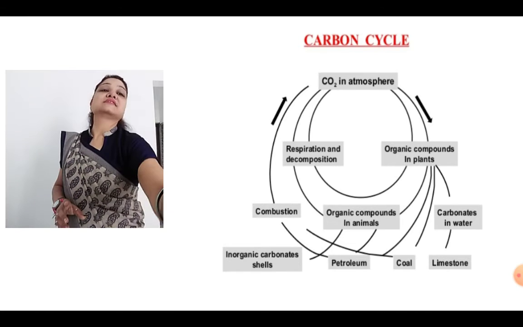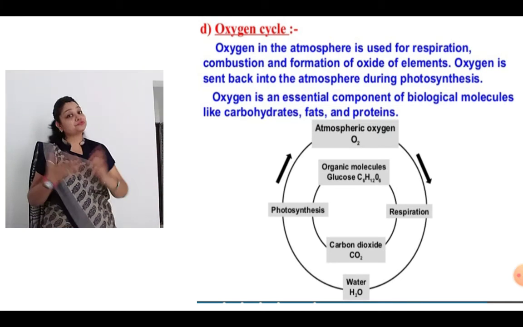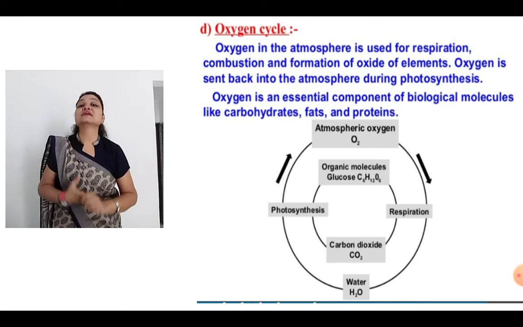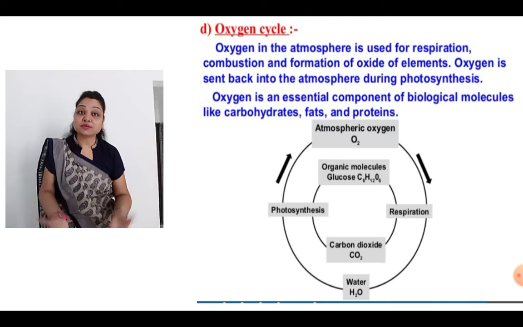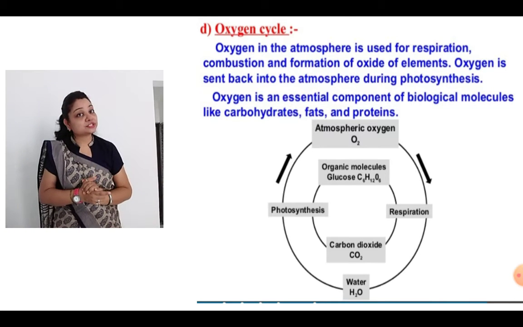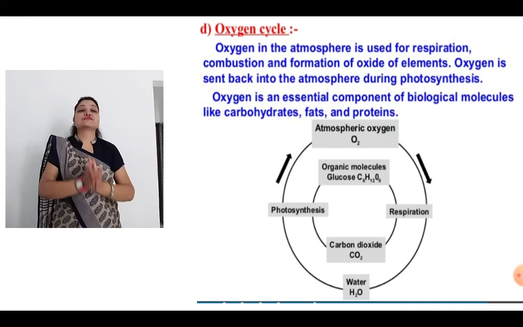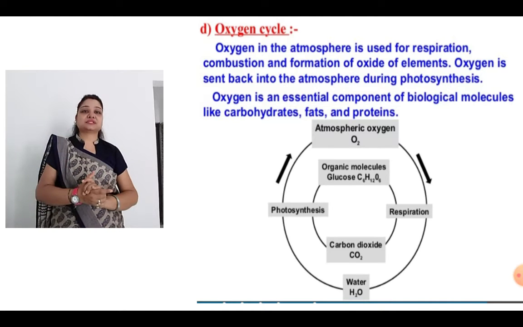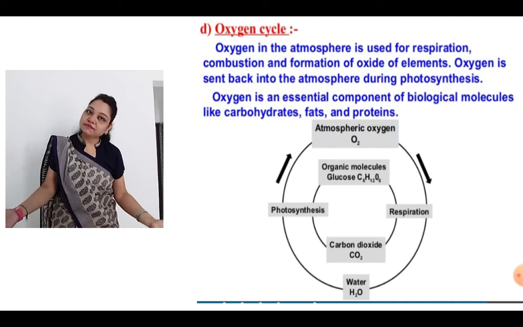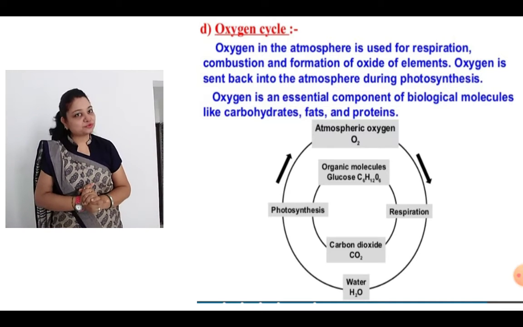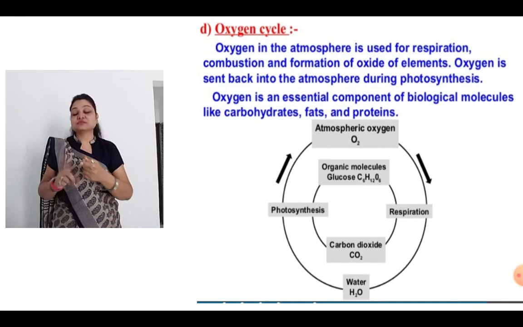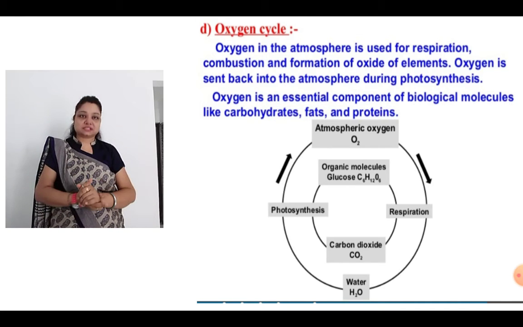Fine. Next is the oxygen cycle. Again, you have the previous knowledge, but still just a briefing. It is in the atmosphere and it is used up. It is very important, the essential gas, life gas. It is used for respiration, combustion, formation of oxides of elements. There are many uses, right? And it is sent back to the atmosphere by photosynthesis. That also you know. And again it is also there in the important molecules like carbohydrates, fats, proteins, right?